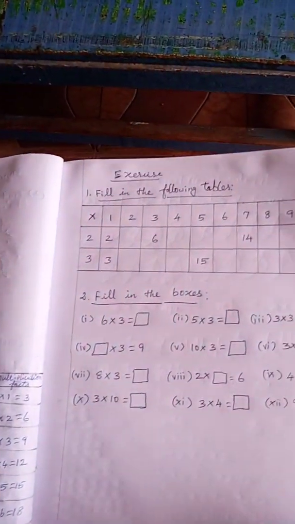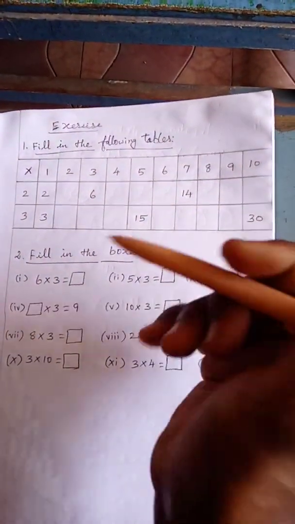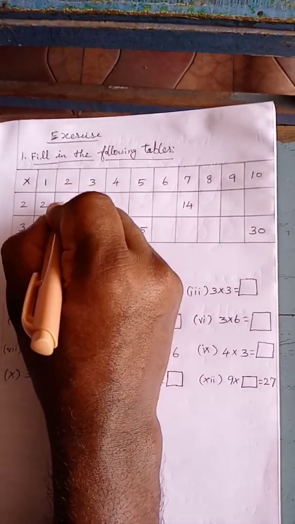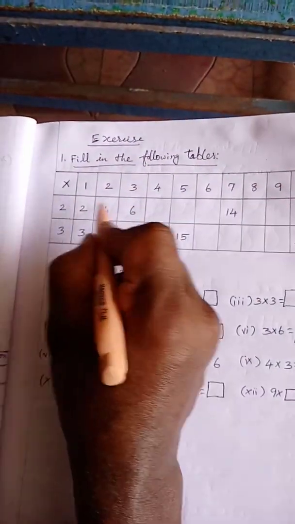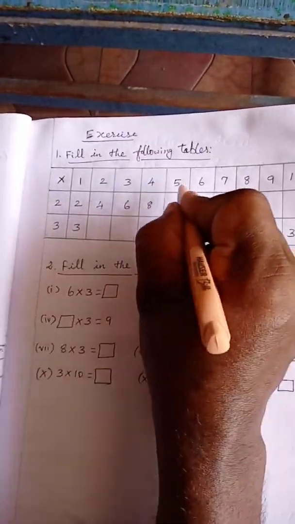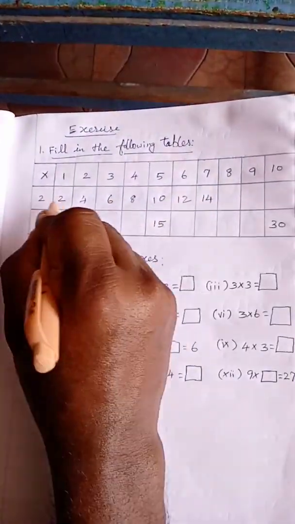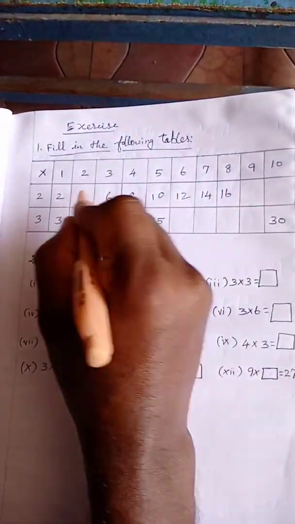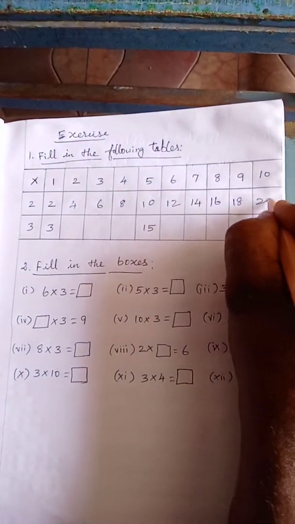Now in the exercise we are going to find out the answers. Here is the multiplication product. So 2 ones are 2, 2 twos are 4, 2 threes are 6, the answer is already given. 2 fours are 8, 2 fives are 10, 2 sixes are 12, 2 sevens are 14 is given, 2 8s are 16, 2 9s are 18, 2 10s are 20.